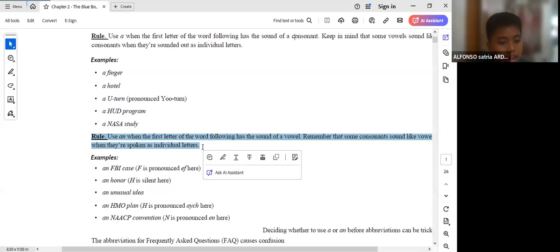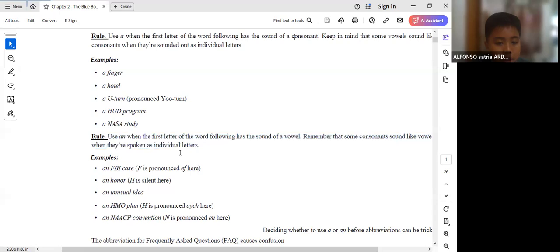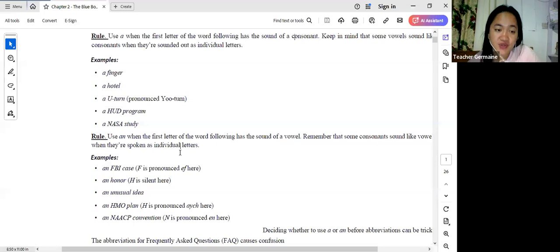Use "an" when the first letter of the word following has the sound of a vowel. Remember that some consonants sound like vowels when they're spoken as individual letters. Okay, so use "an" when the first letter of the following word has the sound of a vowel. That's what we were discussing a while ago, and that is for vowel or vowel sound. Again, please take note that there are some consonants that sound like vowels when they are spoken or read individually.